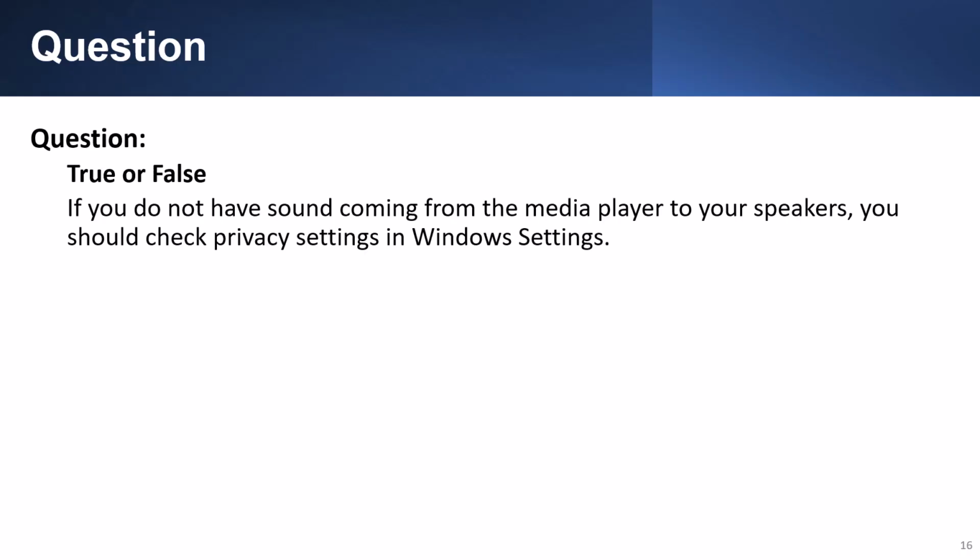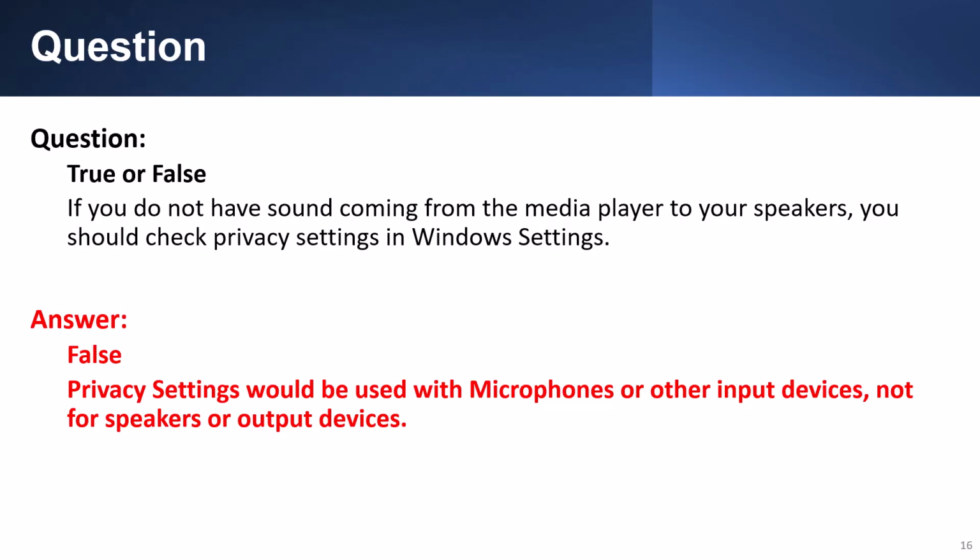Question: true or false? If you do not have sound coming from the media player to your speakers, you should check privacy settings in Windows settings. Answer: false. Privacy settings will be used with microphones or other input devices, not for speakers or output devices.